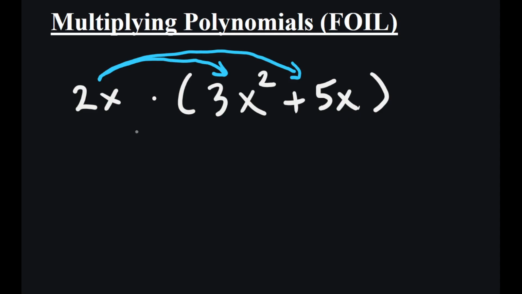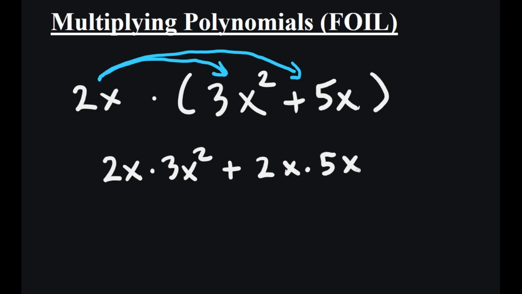And what is 2x times 3x squared? So let's just write it out first. 2x times 3x squared plus 2x times 5x, or 2x times positive 5x. So that's this one. Let's write that out. 2x times positive 5x. So 5x, or positive 5x. Okay, so let's evaluate these first.